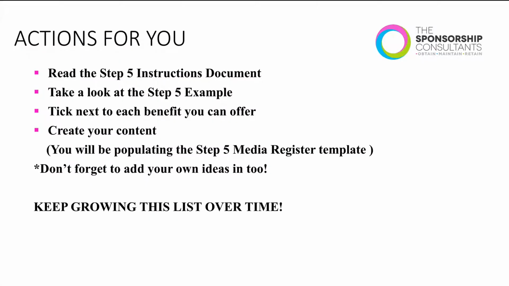So, the actions for you. Read the Step 5 instructions document that's just below this video. Take a look at the Step 5 example. Watch this video again. And then use that Step 5 example to identify the benefits you can offer initially. Then start creating your content by populating the Step 6 template. And I can see there it says Step 5 Media Register. That's a mistake. Do you know what? I'm human. So it's actually the Step 6 template that you're going to be populating. So don't forget to add your own ideas in as well, and keep growing this list over time.